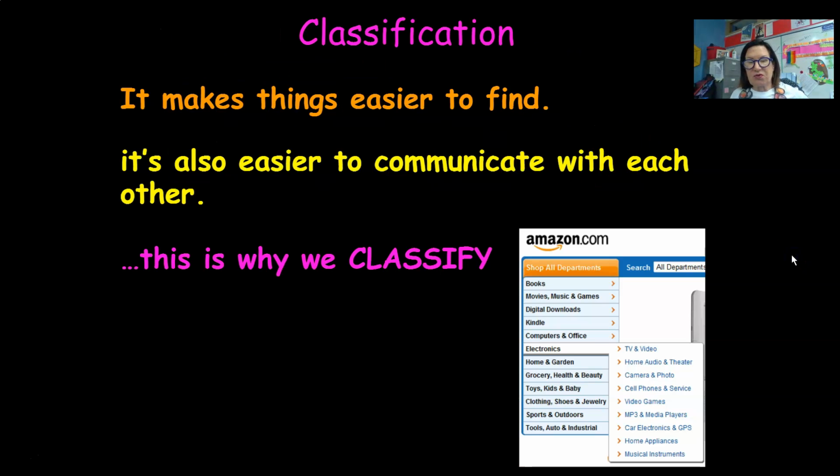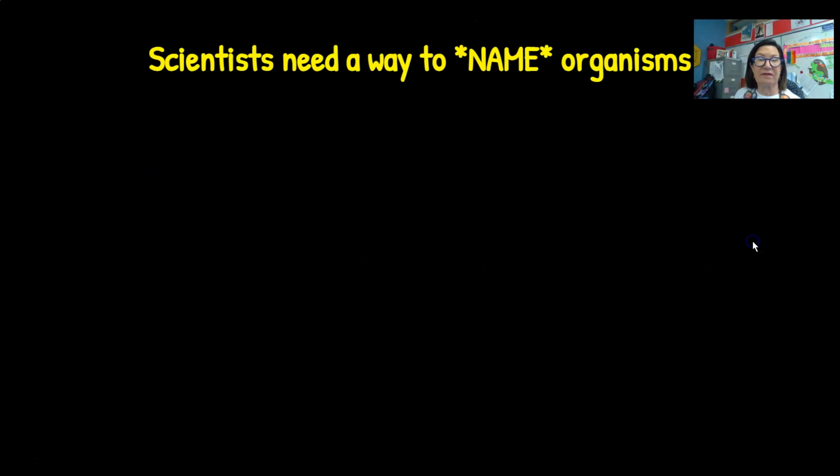Okay, so in order to make things easier to find, it's also easier to communicate with each other, and this is why we classify. So here's Amazon. I'm sure we all use Amazon, and let's say if I go down the big list, right, because Amazon sells everything, I would go to my electronics. Remember when I was doing the game? And then down below from there, I could click on video games, right? And then it would probably give me another thing for what type of gaming system do I have.